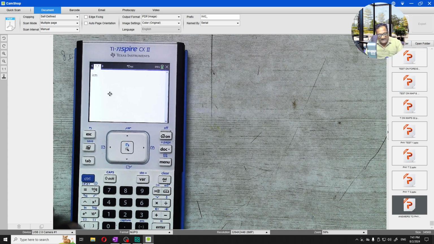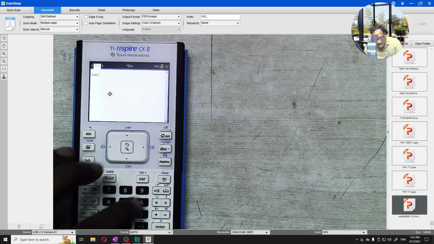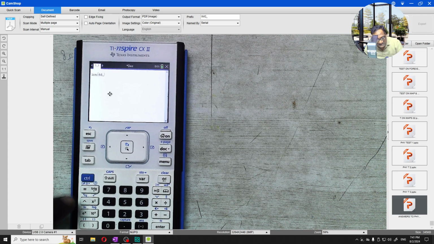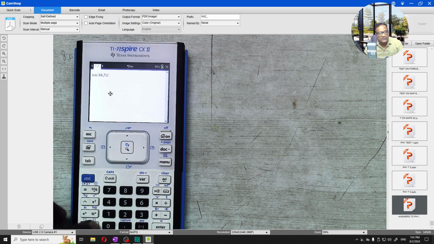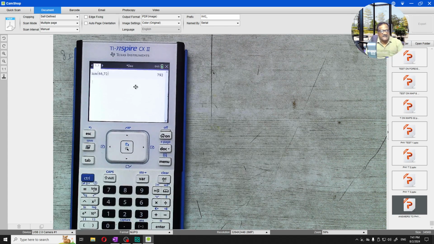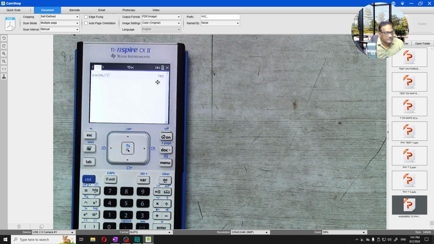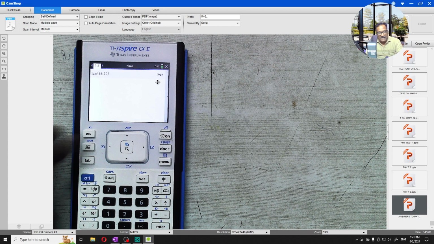Then parenthesis, right? And the numbers were 66, comma 72, right? 66 comma 72. Close the parenthesis and just enter. See, you are getting the answer over here. Can you see the answer? 792. So the LCM of 66 and 72 happens to be 792. This is using the GDC. Is that clear? So I suppose you must have got a knack of finding the LCM by manual method also.